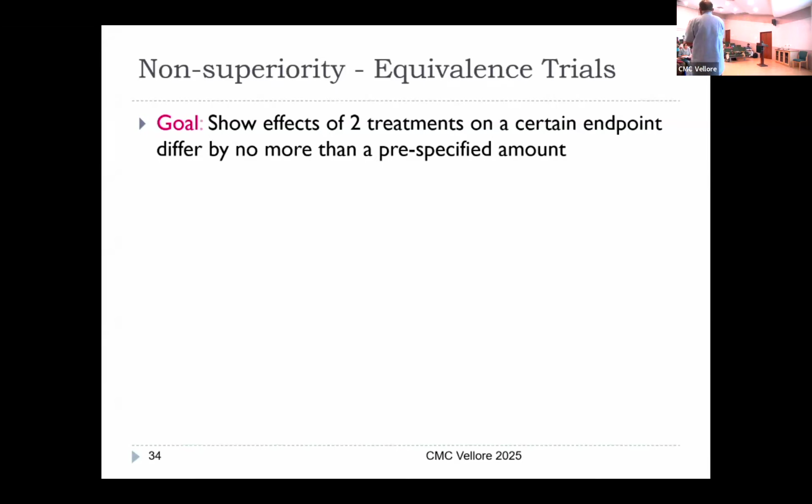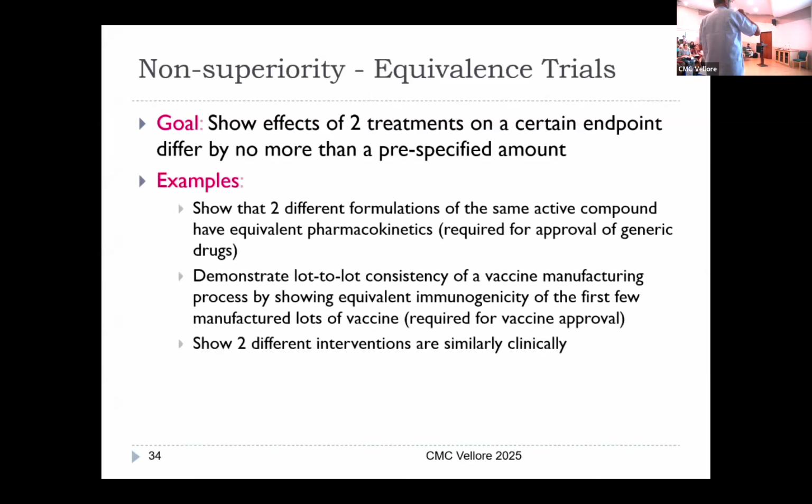So they're not different by some amount. They cannot be too different. And we want, for example, this is used in the pharma industry, looking at generic drugs. They want to say, okay, 2 different formulations of the same active compound are similar pharmacokinetically, pharmacodynamically. They're similar. Or for vaccine approvals, when they're manufacturing vaccines, they have to show their lot-to-lot consistency is the same. So they don't want to be different.